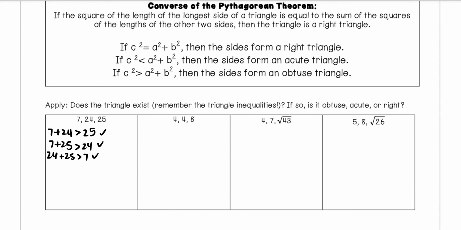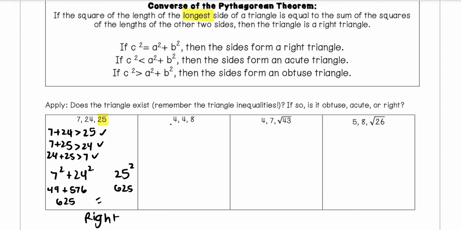So if this would be a right triangle, then the longest side would be the hypotenuse, and that's our C value every time. So I'm going to identify that as 25 here, and that means that A and B are 7 and 24. So I'm going to take 7 squared plus 24 squared and compare that to what 25 squared is. 7 squared is 49. 24 squared gets us 576, and then we're going to add them together and we get 625. Well, 25 squared is also 625. So because those are equal, this is a right triangle, since A squared plus B squared does equal C squared.